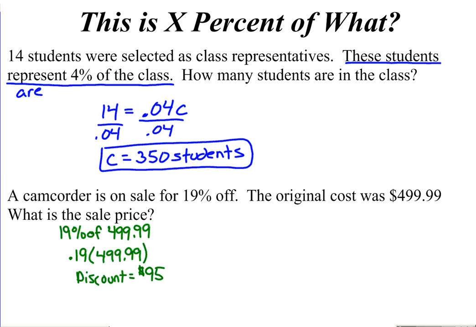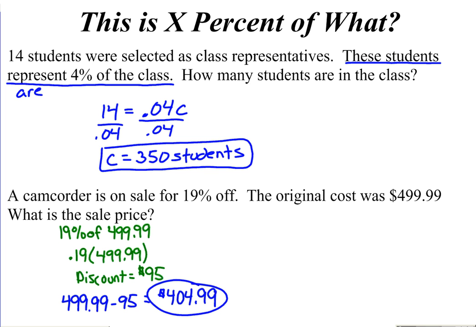It's $95. So the sale price is going to be the original price, $499.99, minus the discount amount, which we just found was $95, which means this camcorder is on sale for $404.99. That's one way this problem could be done. Two steps in that problem.